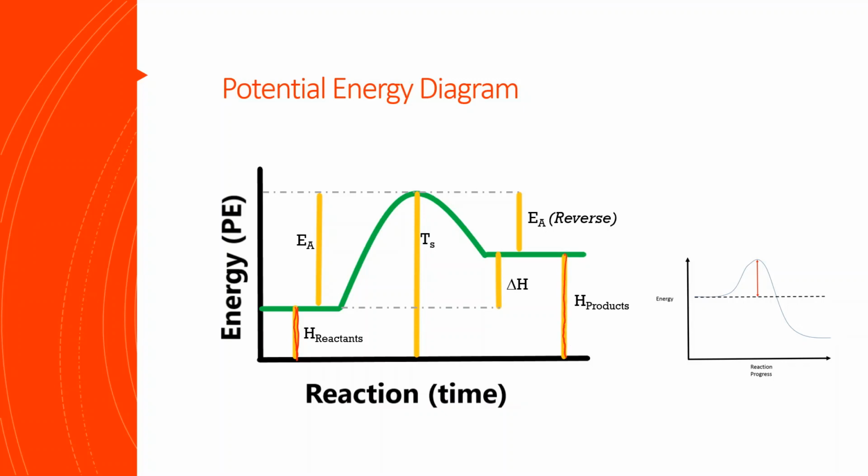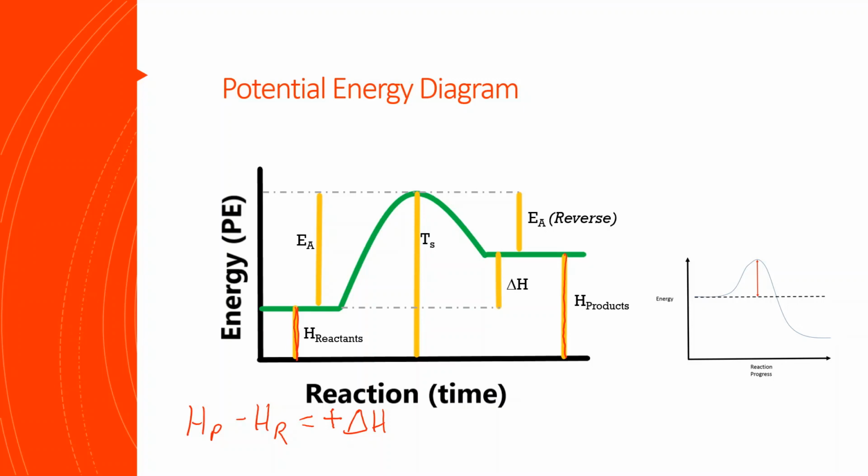Now, if we take the enthalpy of the products and subtract the enthalpy of the reactants, which gives us delta H, are we going to have a positive or a negative sign for delta H? We are going to have a positive sign. That is because the enthalpy of the products is greater than the enthalpy of the reactants.